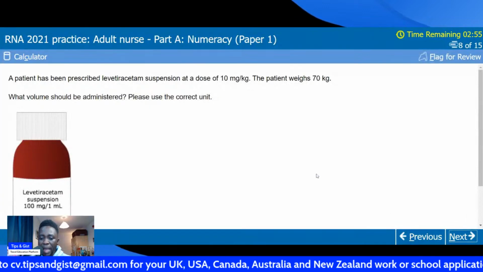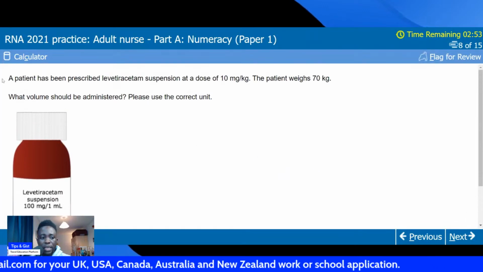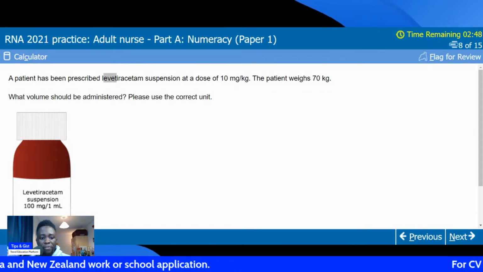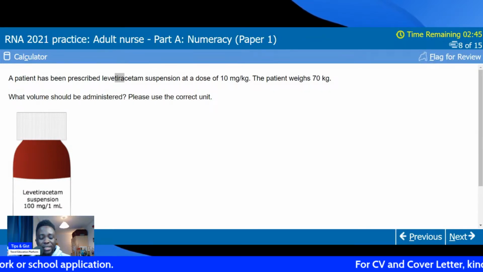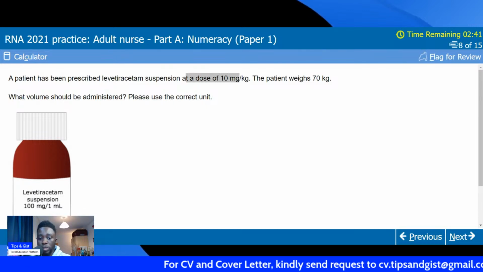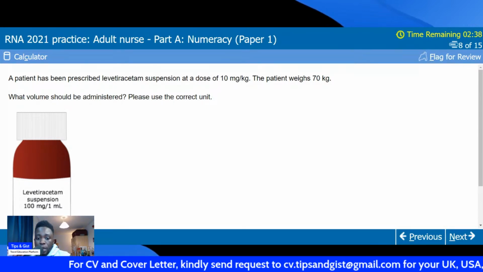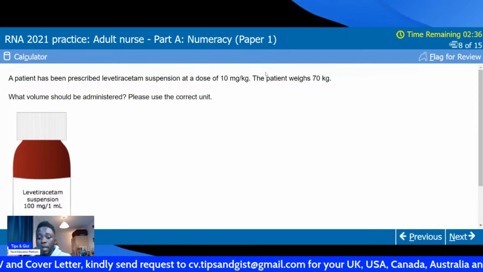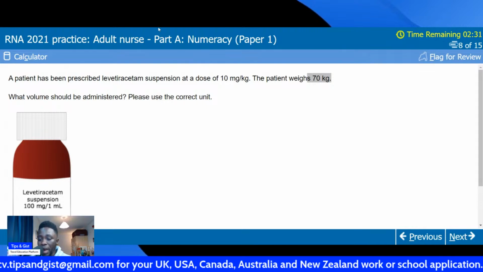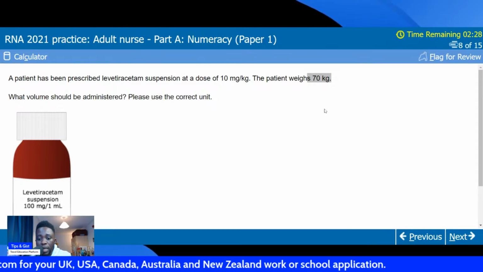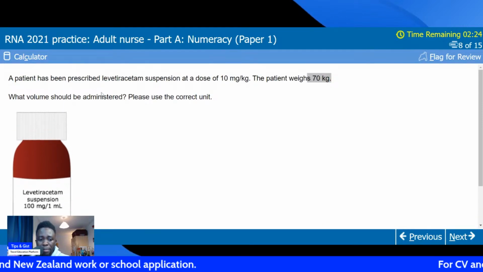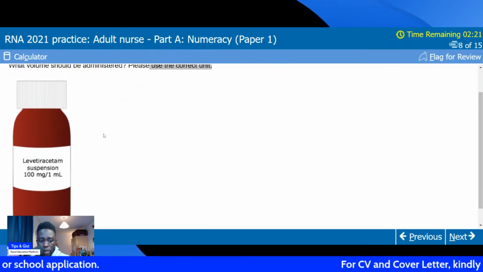Question number 8. A patient has been prescribed, hey, I don't know this drug, what is that? Levetiracetam suspension. Let us leave the drug. We don't need the drug. What we note is the dose, right? So it is 10 milligram per kg. Now the patient weighs 70 kg. This is also additional information. What volume should be administered? Please use the correct unit.